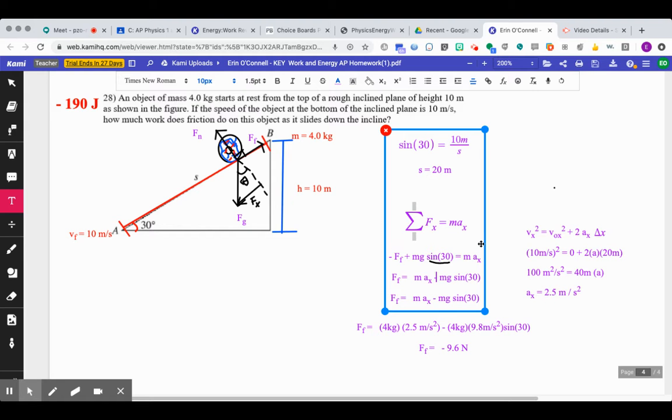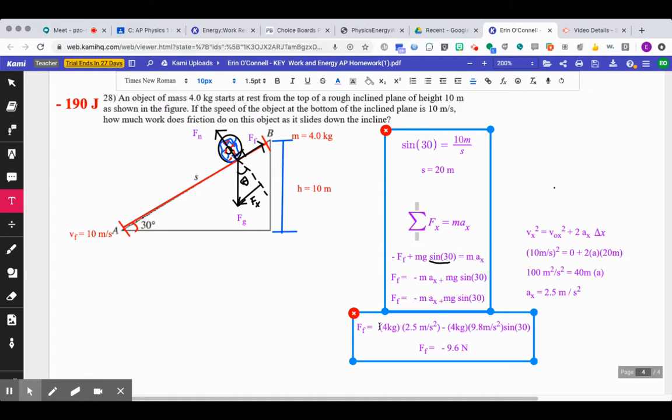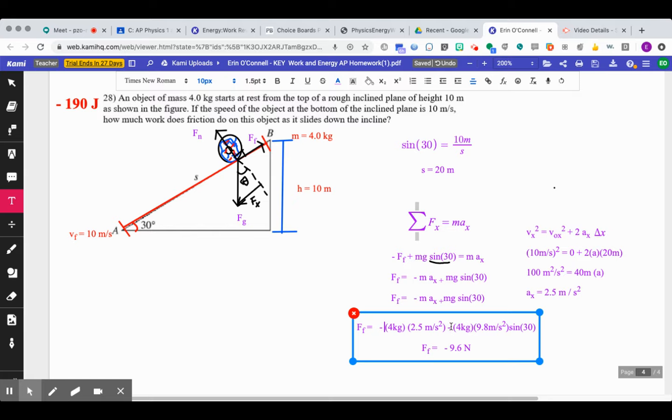So if I add force of friction to the right side and subtract m times a over, this should actually be negative, and this one's positive. So that just changes my signs a little bit. It would actually change our answer rather drastically. AKA, it's just going to make that a positive value. So I have 19.6 minus 10. We get 9.6 newtons is the force of friction.